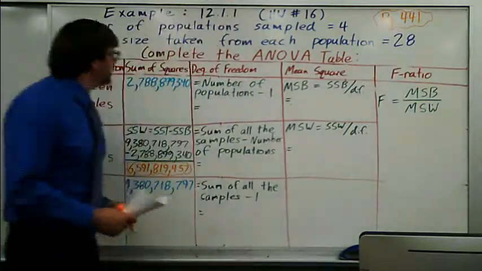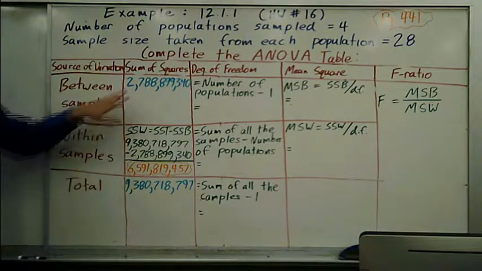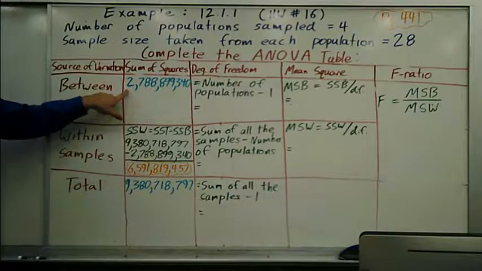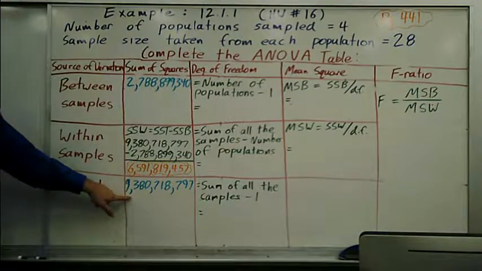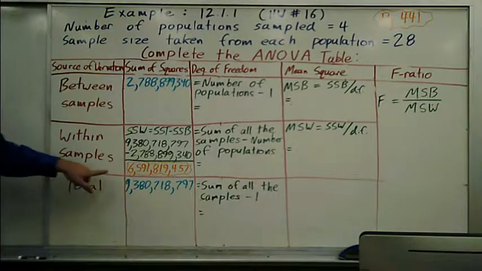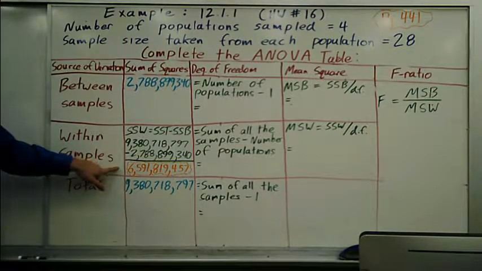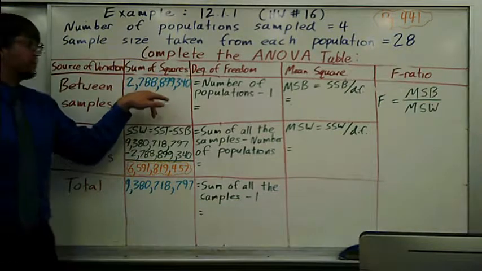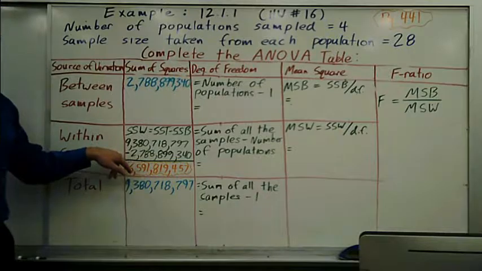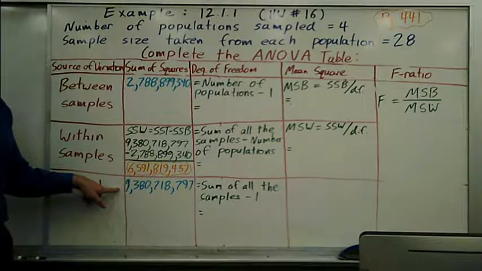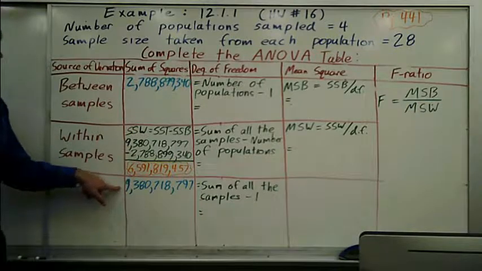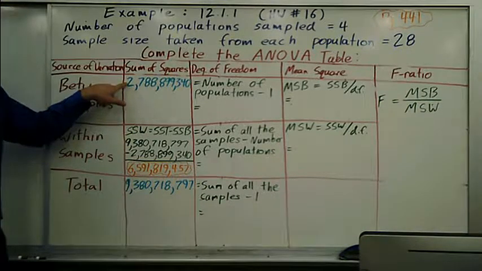All they gave us were these 2 values in blue right here, which were the sum of squares between samples and the total sum of squares. So the first thing we want to do is calculate the SSW, which is the sum of squares within the samples. The sum of squares between and the sum of squares within have to equal the total sum of squares. So the sum of squares within is going to be the total sum of squares, subtract out the between sum of squares.